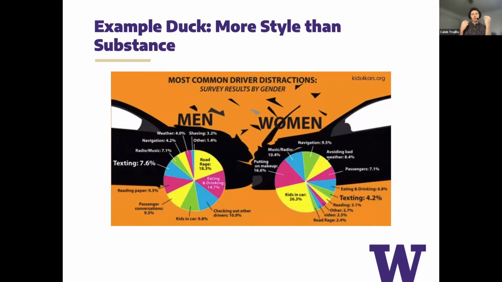So this is what we would call a duck. A duck is where you've prioritized style more than substance. You've prioritized the form over the function. And we want to avoid ducks because they might be a little gimmicky, but in the end, they don't really do justice to the data that you're trying to visualize. So, we'll keep moving on.